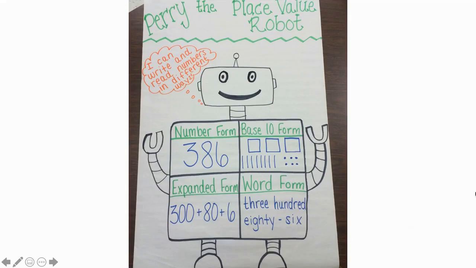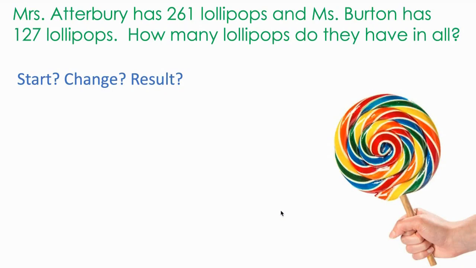All right, boys and girls, let's do a little bit of review, and then we're going to hop into some word problems using place value and adding and subtracting. Okay, boys and girls, so let's take a look. Remember, we can use number form or standard form, base 10 blocks, expanded form, and word form to write numbers. So we can use all of those forms to write numbers different ways. Okay, y'all? So let's start off with this word problem.